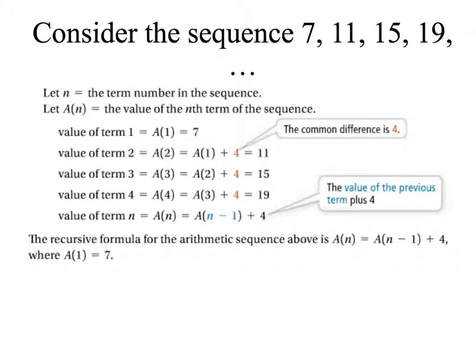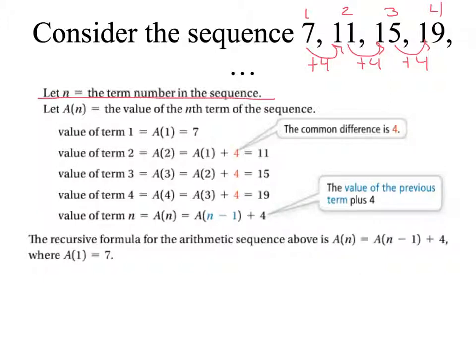Okay, so let me show you what a recursive formula looks like. Okay, so it says consider the sequence 7, 11, 15, 19. The first thing we want to do is figure out if it's arithmetic. So is it going up by the same amount each time? So that's a plus 4, that's a plus 4, that's a plus 4. Okay, so it's an arithmetic sequence. Now we're going to write a formula for it. Okay, so it says, let n equal the number term in the sequence. All that is that this is term number 1, this is term number 2, this is term number 3, and this is term number 4.